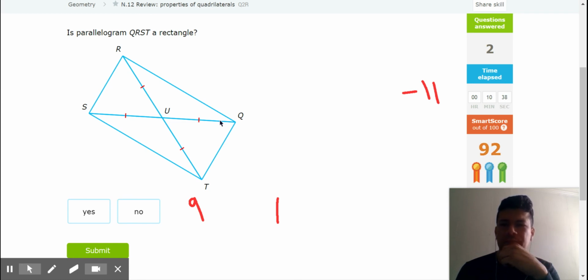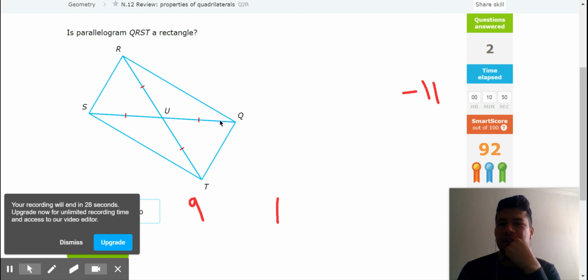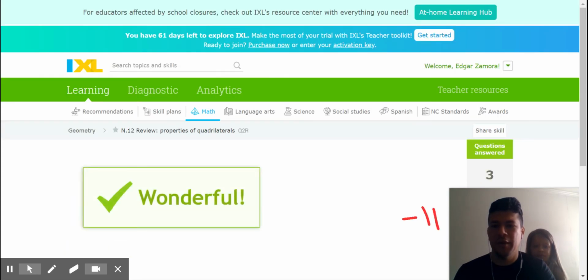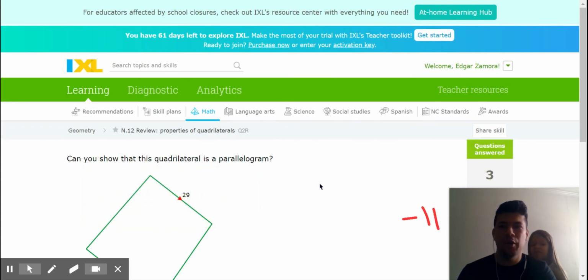Now I see that the diagonals bisect each other, which means that it is a parallelogram. The next thing that I see is that not only do they bisect each other, but all of those segments are equivalent, which means the diagonals are perfectly equivalent. So what I can say is that yes, this actually is a rectangle. So this is wonderful. That's a quick tutorial of properties of quadrilaterals, code Q2R.